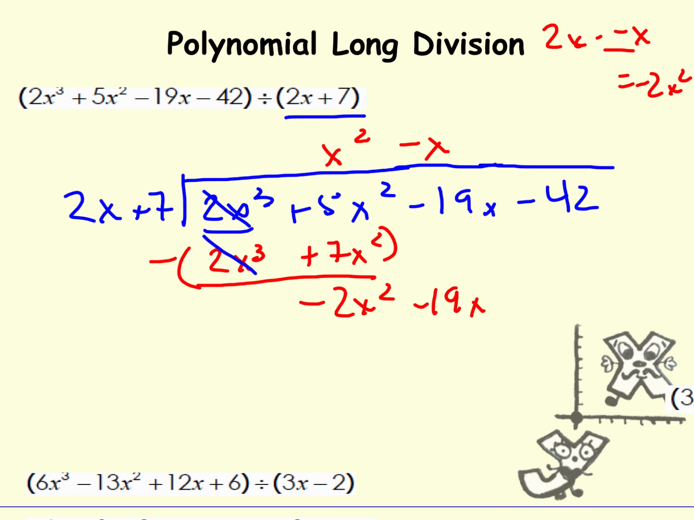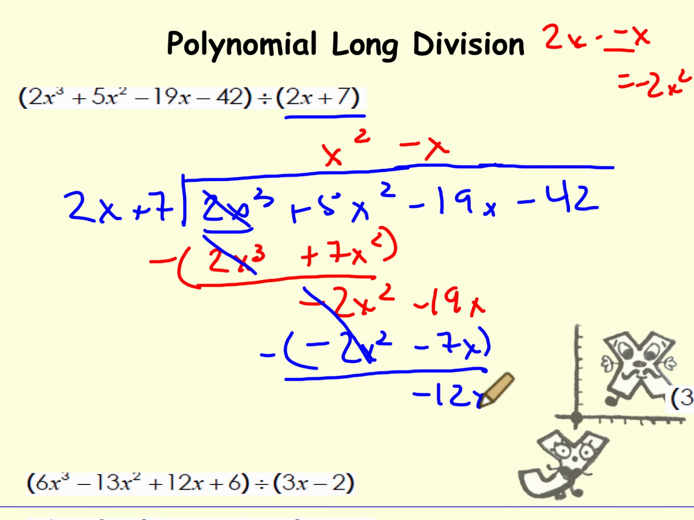So now we have negative 1x times 2x makes negative 2x squared. Negative 1x times 7 makes negative 7x. Now I subtract. This makes 0. Negative 19 minus negative 7 makes negative 12. And then remember the next step is to bring down.